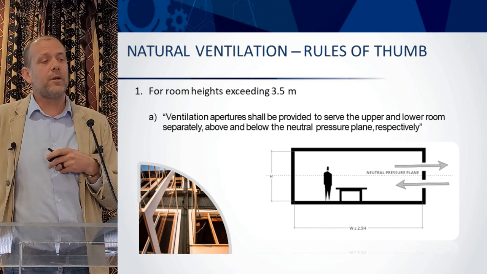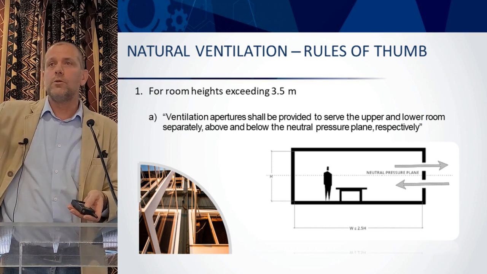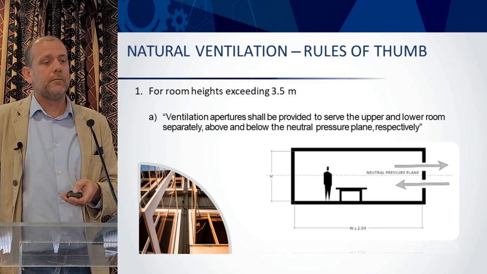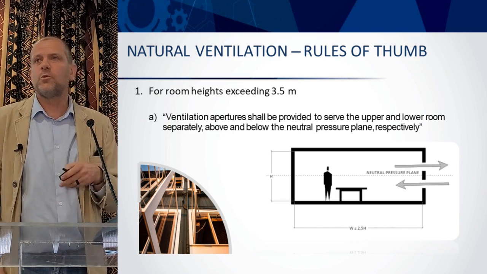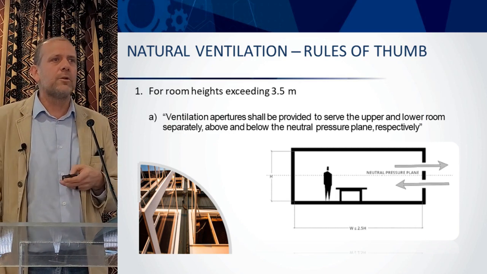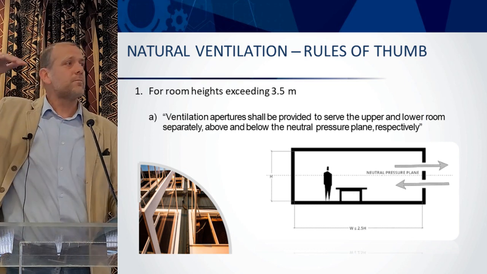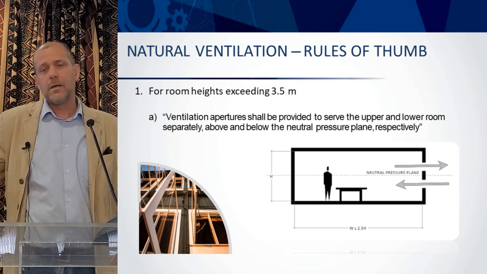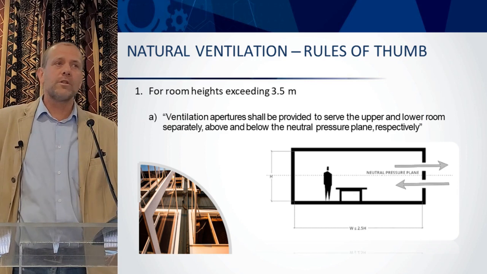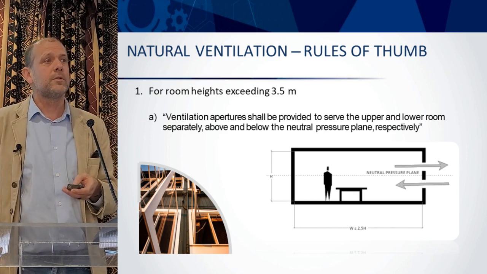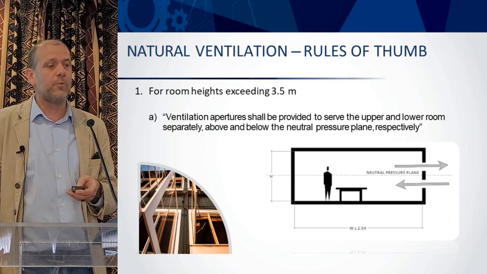So for rooms exceeding 3.5 meters, you need to split your ventilation apertures into an upper and lower opening across the neutral pressure plane. Just some guidelines. Things you'll start seeing in new buildings in the years to come. High volumes, you can have apertures above and below. The rooms are going to be narrow with cross ventilation and maybe higher ceilings even, so that we can get deeper rooms for more people.